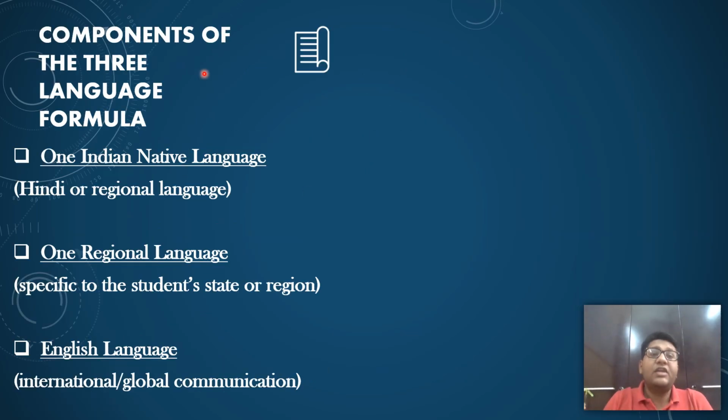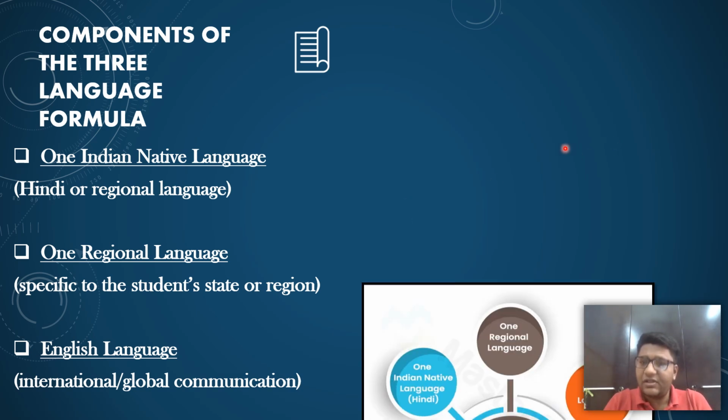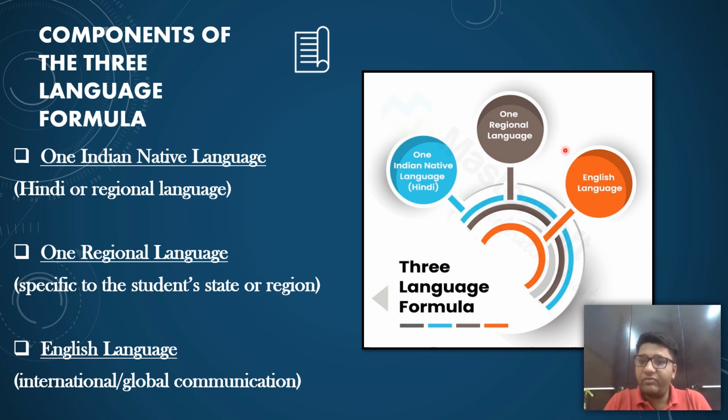Moving forward, the components of the three language formula. So as the name suggests, the three language formula will have a total of three languages. One will be the Indian native language, which is Hindi in most cases, whereas one will be a regional language, that is specifically the mother tongue of the kid preferably, and the last one will be English, which will be taught as a global or international language.